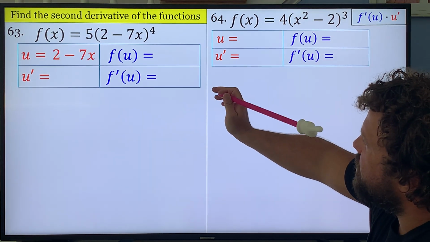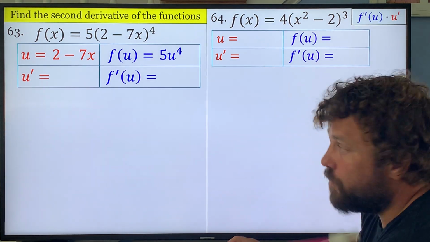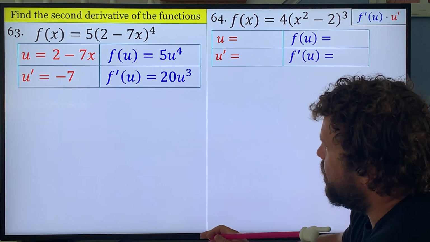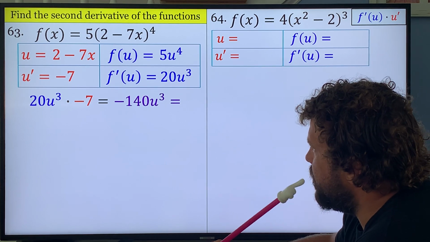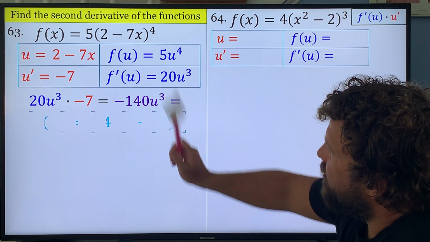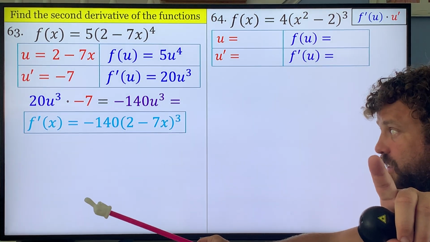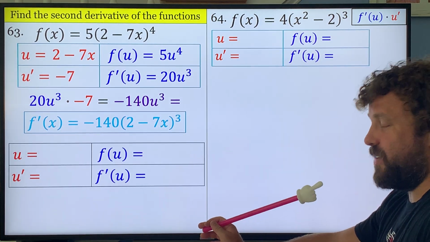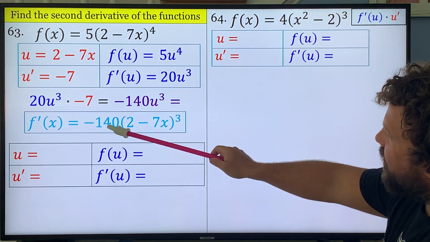u is 2 minus 7x, f of u is 5u to the 4th. Good. Negative 7, 20u to the 3rd. Negative 140, u to the 3rd power when I multiply. Negative 140, 2 minus 7x to the 3rd power. That's 1. To find the second derivative, we have to derive this one. Just use the chain rule again.